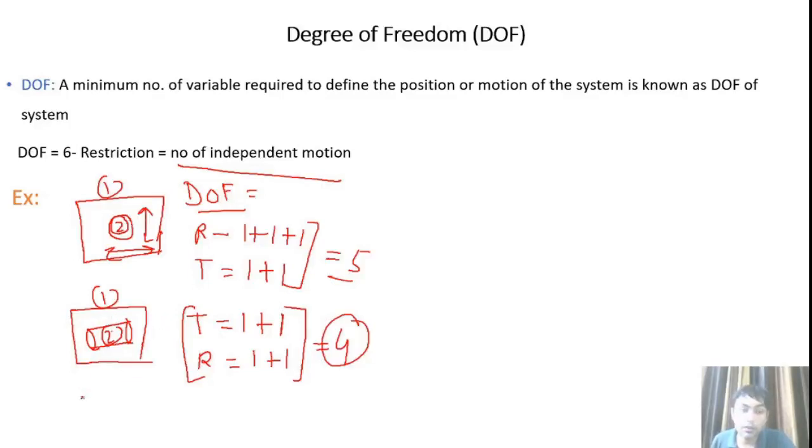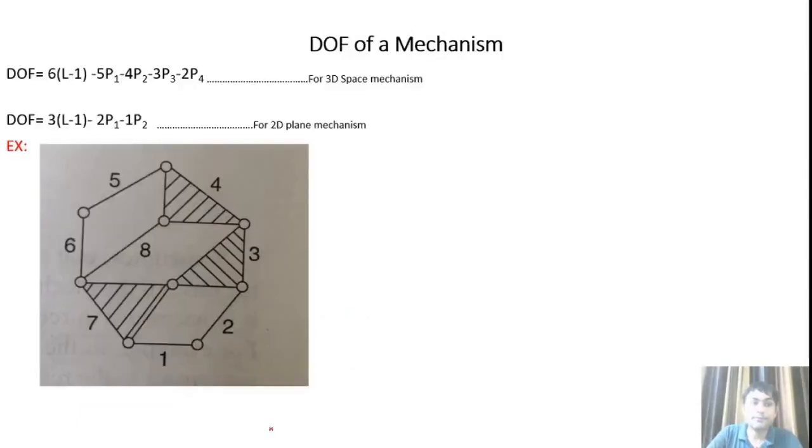Now this is one question for you. There is a surface like this, and this is a rectangular body. Find the degree of freedom. This is for you guys.